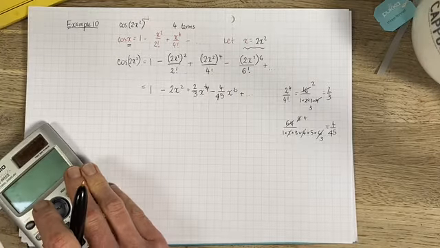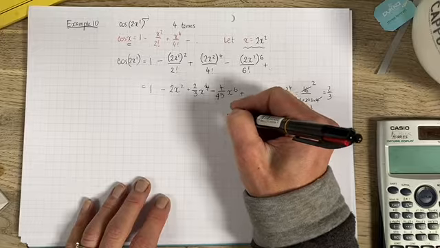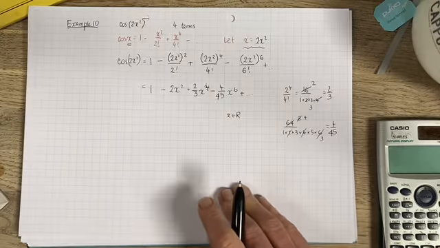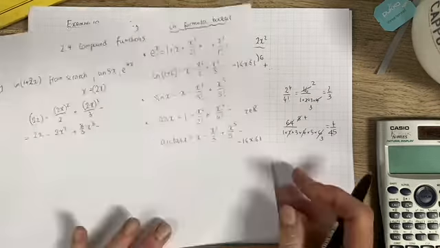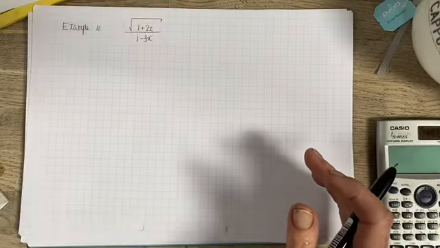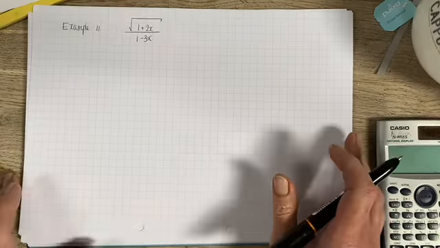In other examples you need to state the values of x for which the expansion is valid. Here it will be all x's because cos is valid for all x's, so the same will happen for cos of 2x squared. Okay, so let's move on to example 11.